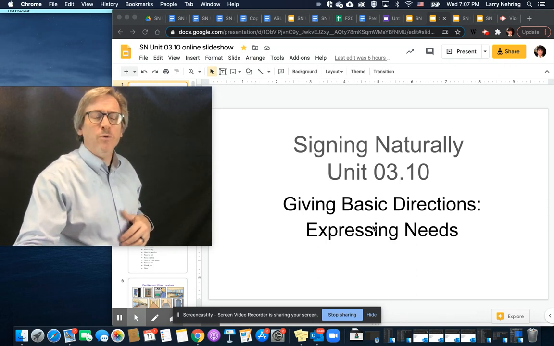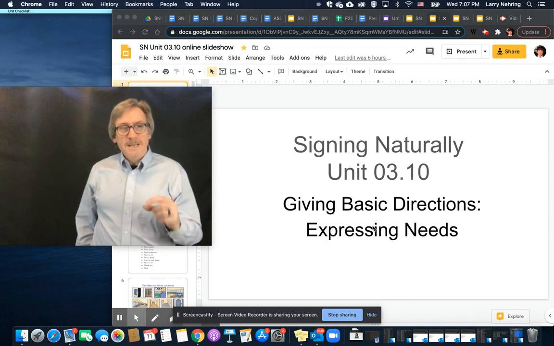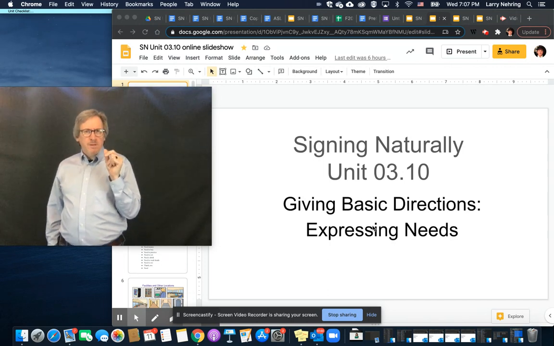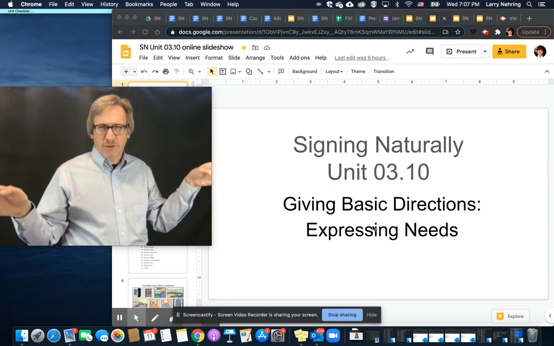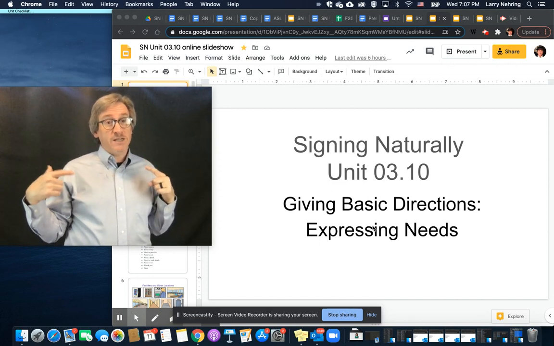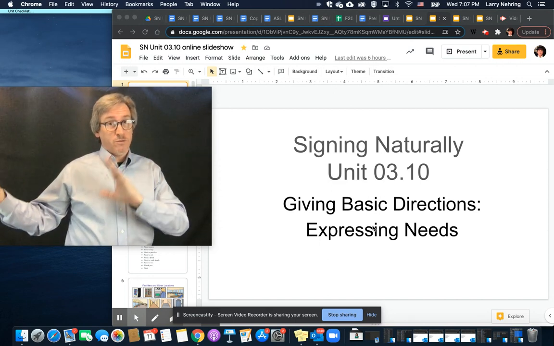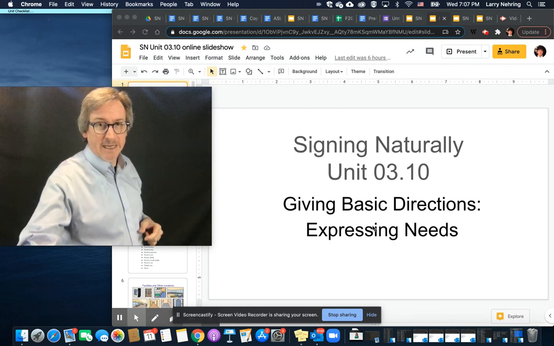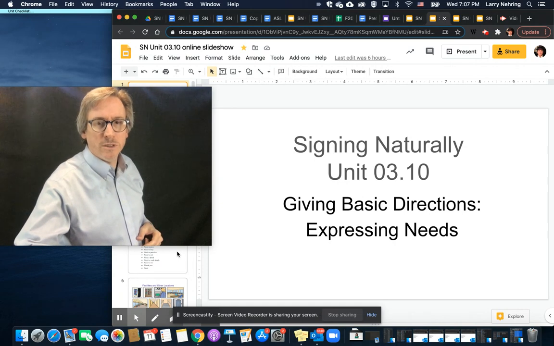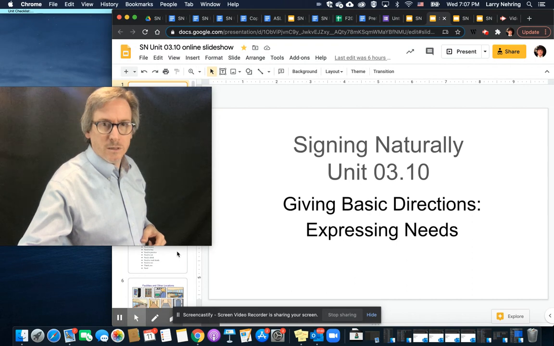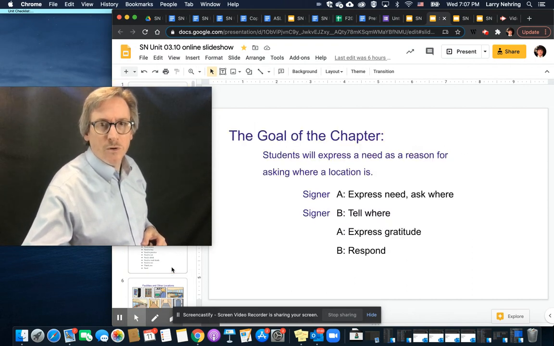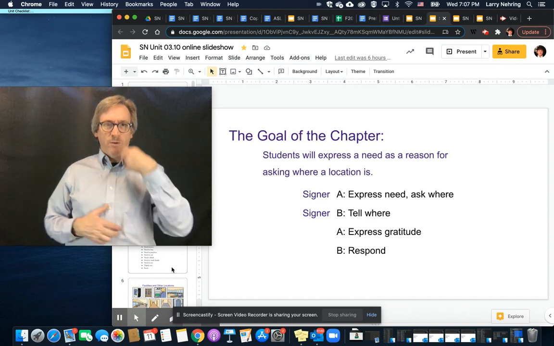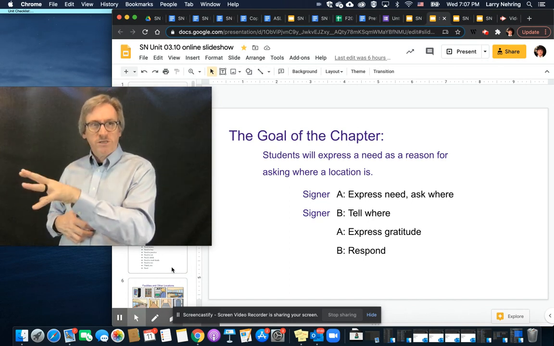Anyway, so this one is giving basic directions. This is a little bit different than what we've looked at before in terms of where things are in the classroom. Now we're going to give a reason why we're asking for those directions, expressing a need. So the goal of the chapter is to say what your need is, ask where something is.